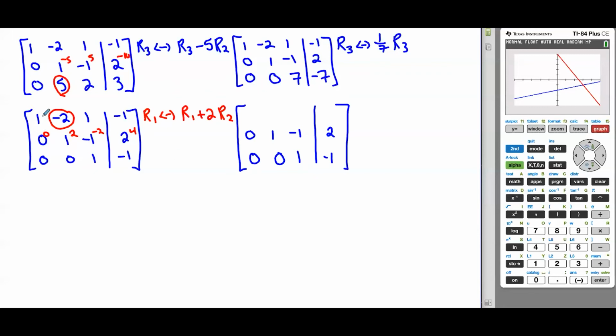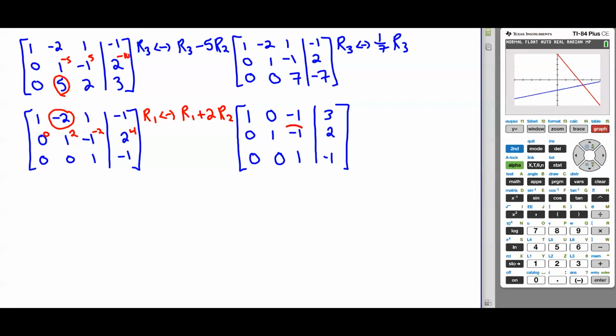I'm going to add these two rows, the row in the red here, the one I've multiplied by 2. So 1 plus 0 is 1. -2 plus 2 is 0. 1 plus -2 is -1. And -1 plus 4 is +3. And I'm going to keep going.